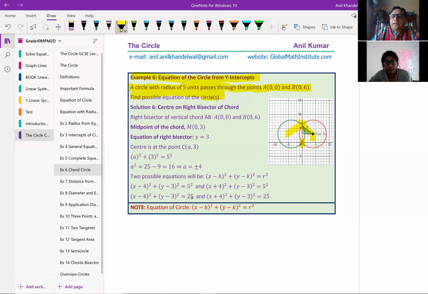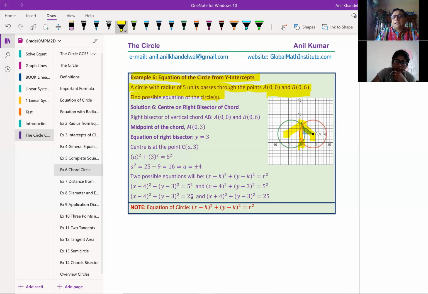So we are given points A and B. Let's try to understand the scenario. Fortunately, these points are y-intercepts, kind of. (0, 0) and (0, 6) mean a vertical line right there, right? The chord AB is a vertical line. The center lies on the right bisector of this chord.